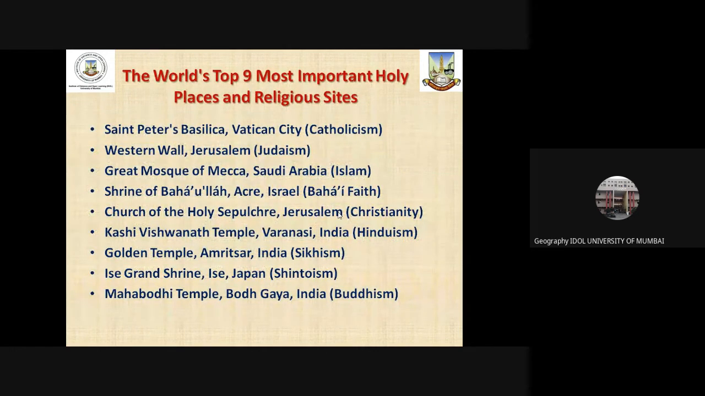If we talk about the world's nine most important holy places and religious sites, there is St. Peter's Basilica, Vatican City, for Catholicism; the Western Wall in Jerusalem for Judaism; the Great Mosque of Mecca, Saudi Arabia, for Islam; the Shrine of Bahá'u'lláh, Acre, Israel; the Church of the Holy Sepulchre, Jerusalem, for Christianity; Kashi Vishwanath Temple, Varanasi, India, a worship place of Hindus; Golden Temple, Amritsar, India, a place of worship of Sikh people; Ise Grand Shrine, Ise, Japan, for Shintoism; and Mahabodhi Temple, Bodh Gaya, India, for Buddhism. So various religions and groups of religious people have their own places of worship, and these are some of the important holy places we can say.